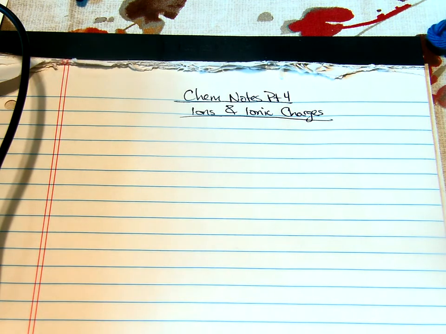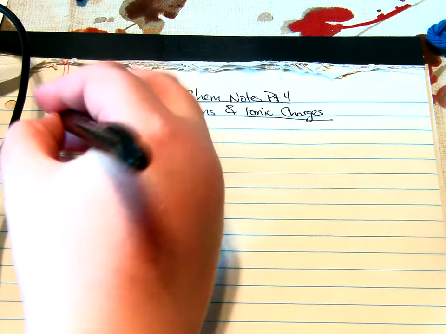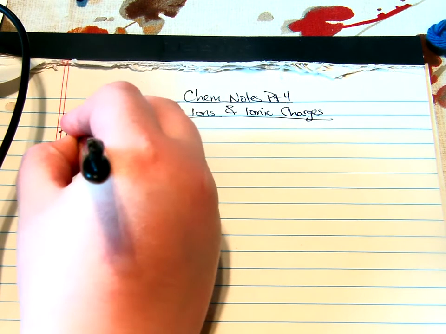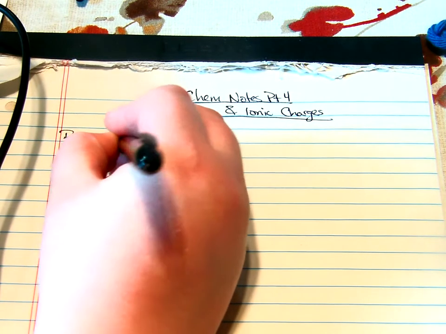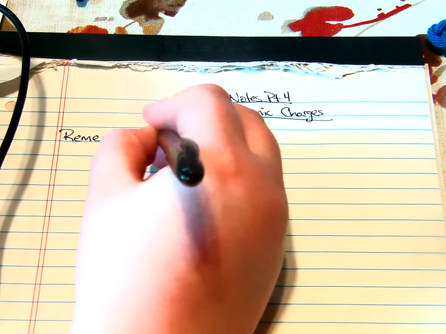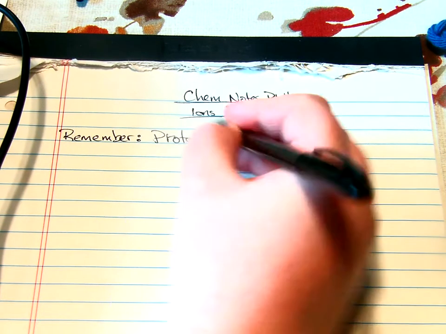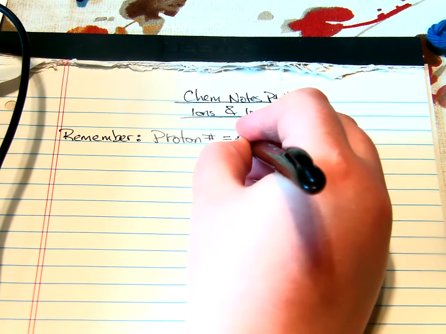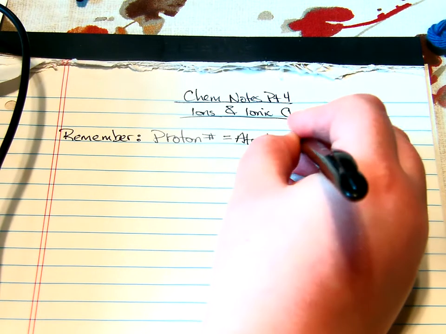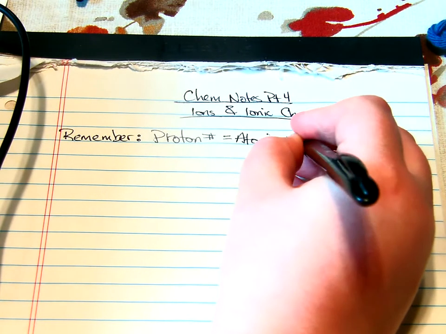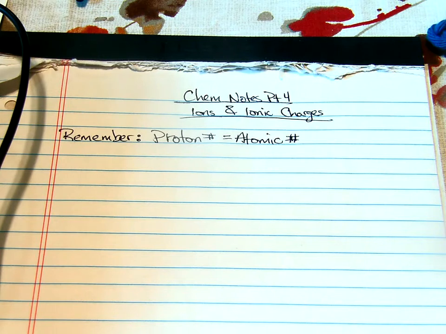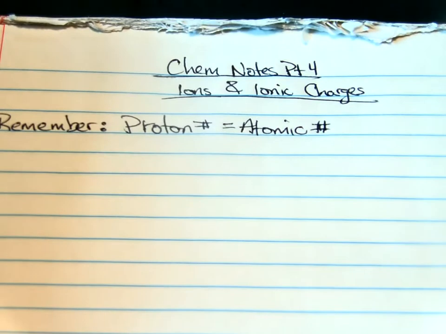So the first thing that we need to remember, very important, is that your proton number is equal to your atomic number. That is always true in atoms and in ions. Let's zoom in a bit. There we go.